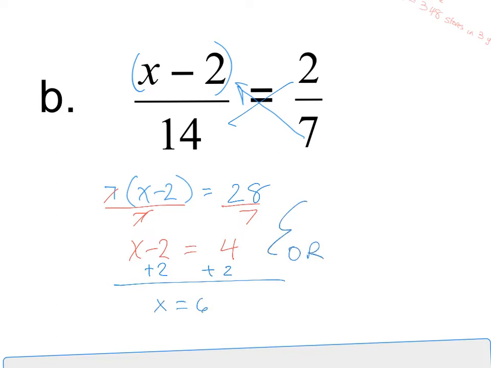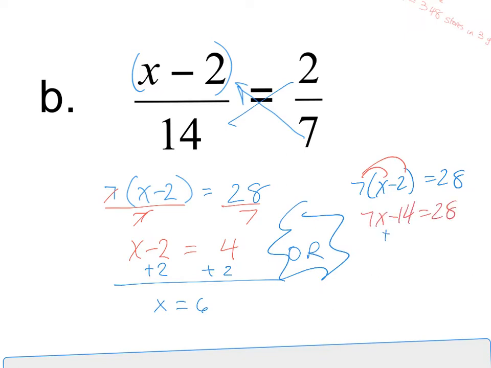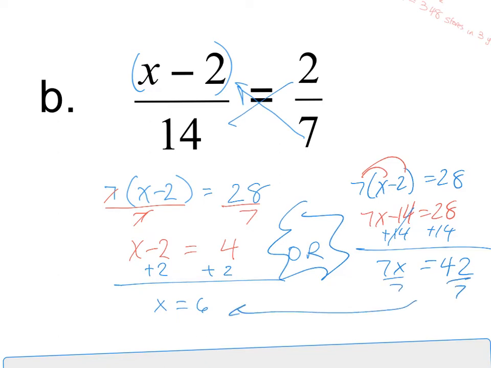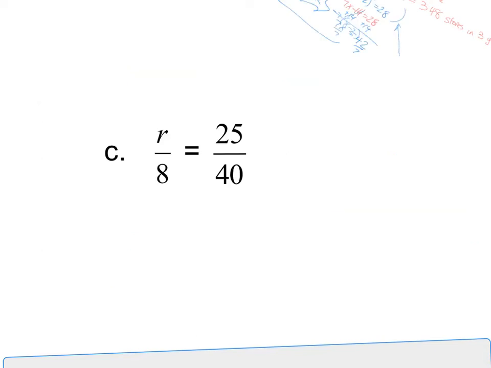The other way is to distribute. So if you had something that looked like the original, you could have distributed: 7x minus 14 equals 28. Then solve your equation like you know how to do. 7x is equal to 42. Divide by 7, and you still get that x is equal to 6. The only reason this works is because you're multiplying 7 to the entire x minus 2, and that's the only thing you're doing to x minus 2. So if you divide, you can get x minus 2 by itself. Just a little shortcut. And lastly, again, it's a proportion because there's an equal sign and it's two fractions, so you're going to cross multiply.